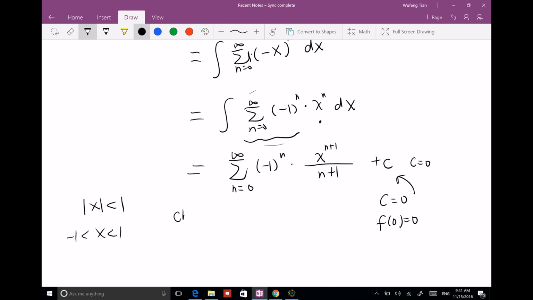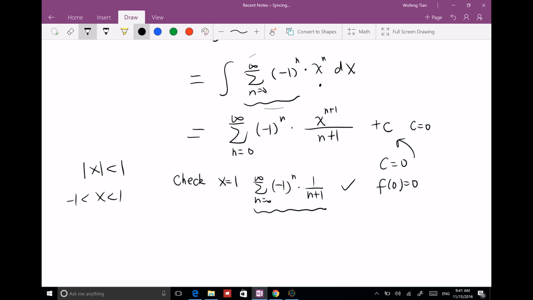Check x equals positive 1: the sum from m equals 0 to infinity of negative 1 to the power m times 1 over m plus 1. Okay, this converges because this is an alternating series. This is fine. Alternating series, we have done this many times. As n goes to infinity, this is 0, and a_(n+1) is less than a_n. Alternating series, 1 over m plus 1, always converges.